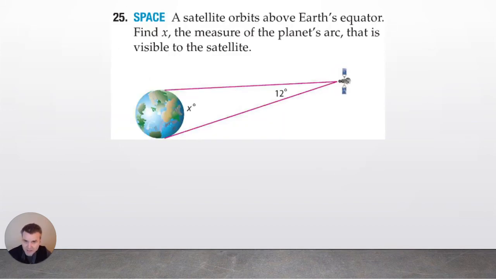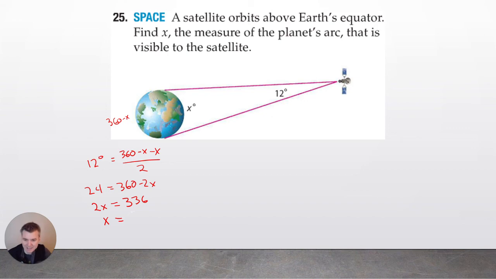25. We had to find X, the visible point of the arc of the Earth from that satellite. Okay, so there's 2 ways to approach this. If this distance is X, I know this is 360 minus X. So then I know that 12 degrees has to equal 360 minus X over 2. Or 24 equals 360 minus 2x. And then bring 2x over here, bring my 24 back over, and I get 336 degrees.